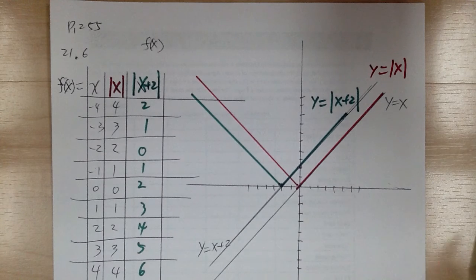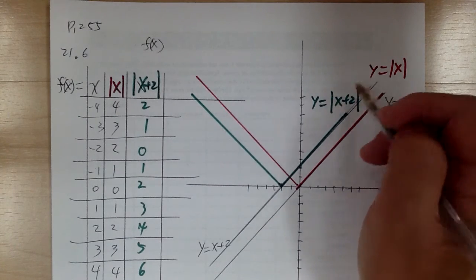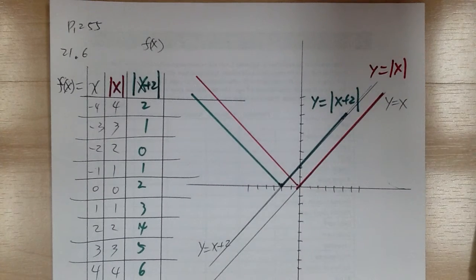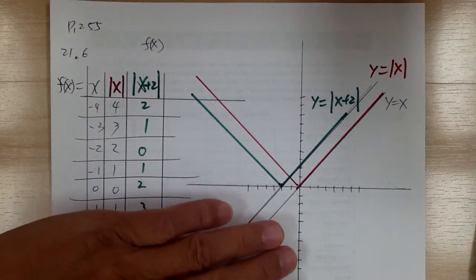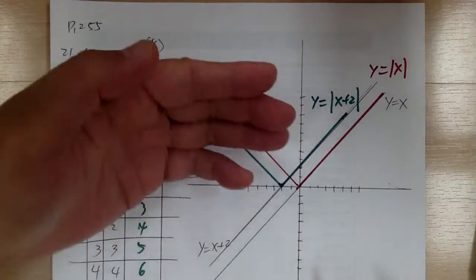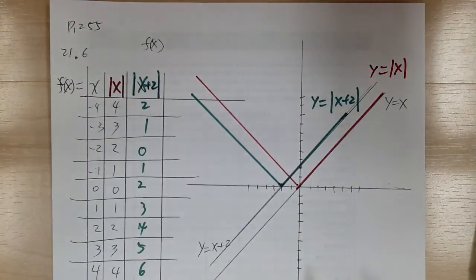So whenever you're doing the graphing, the easiest thing to do is just graph without the absolute value. Then after that, you can go ahead and apply the absolute value. Okay. Now, what if you have this kind of situation?